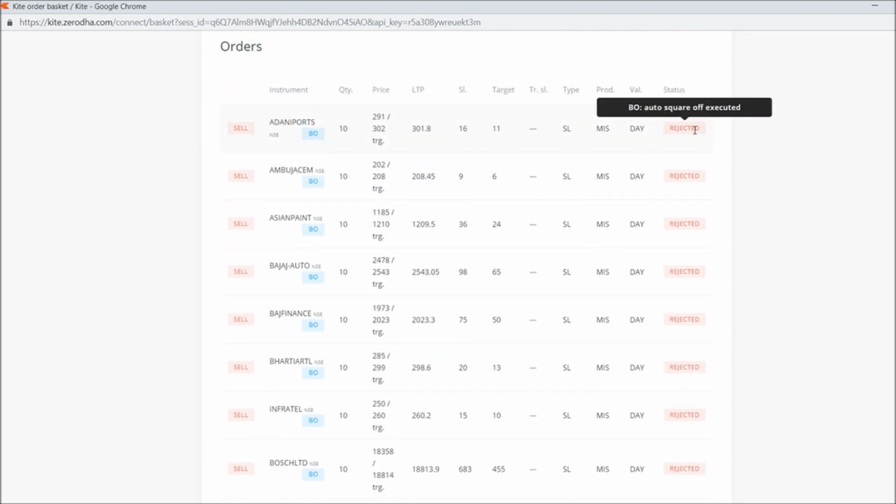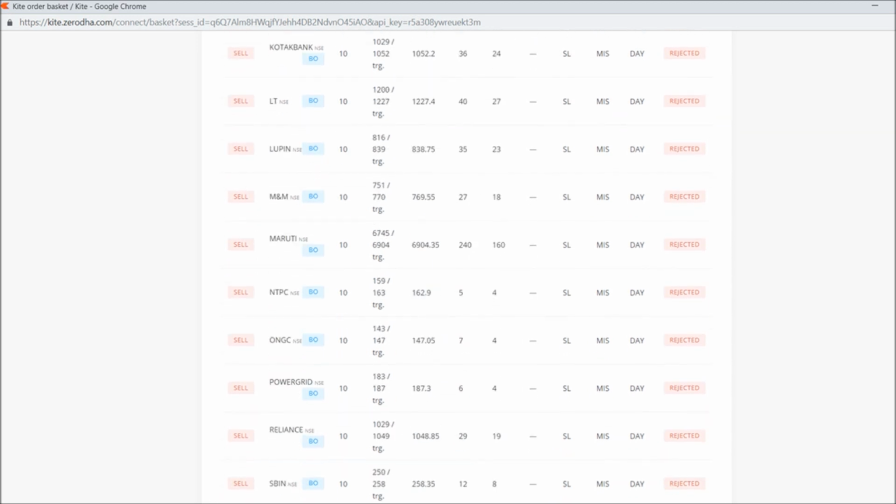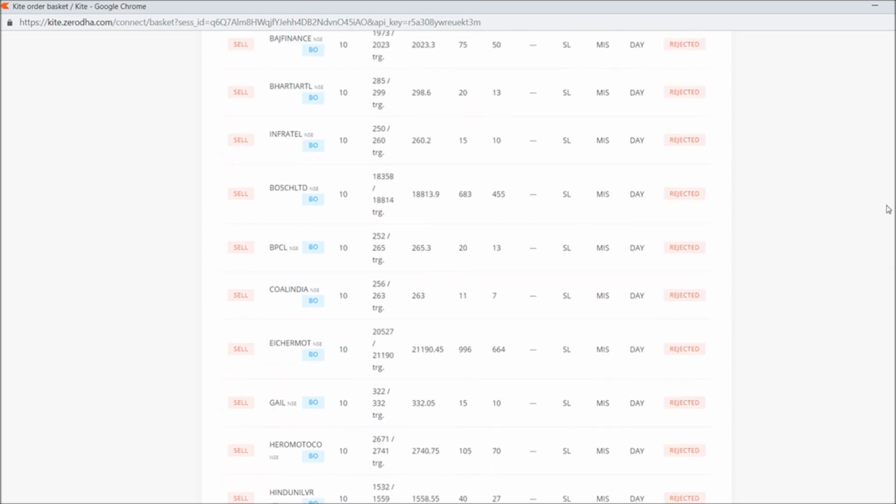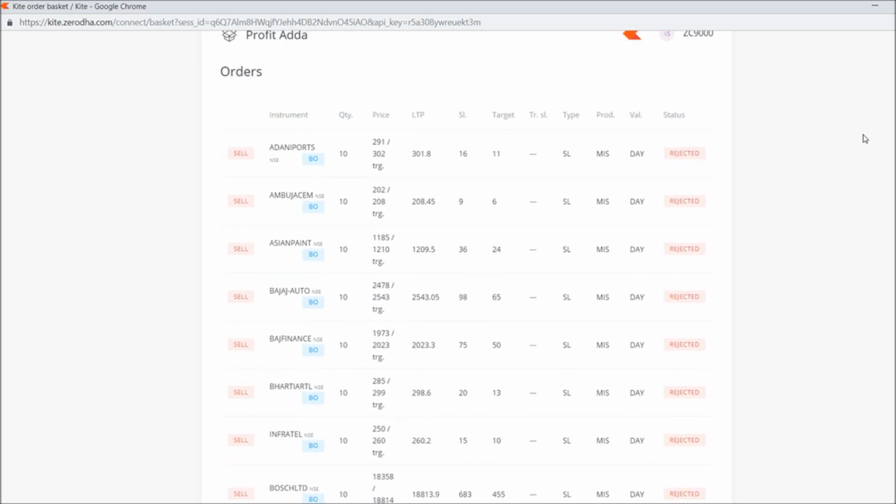Okay, so the auto square-off is executed. This thing is there, so it will definitely not take the order and it is rejected, so we don't mind these things. Okay, and if it is a real market order, it will definitely take these things.